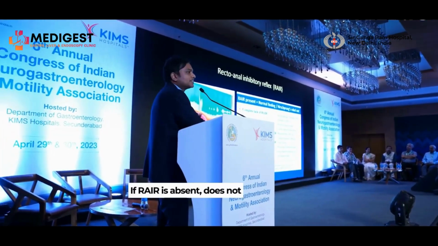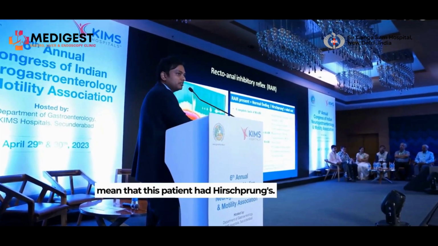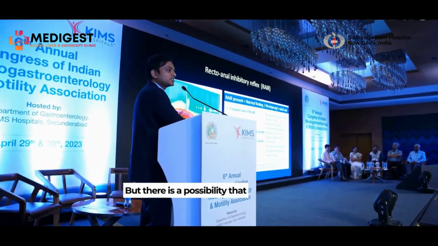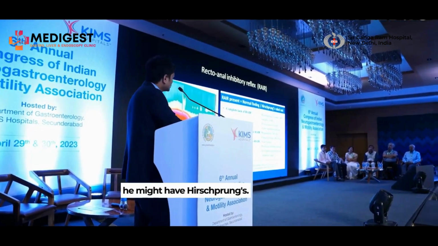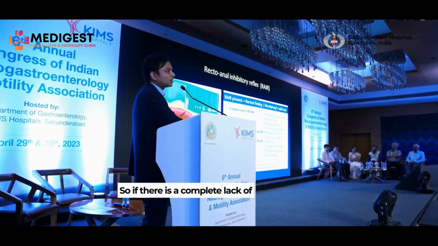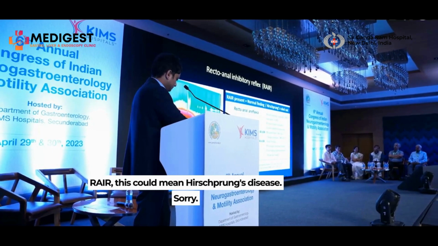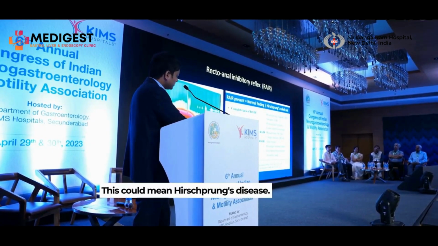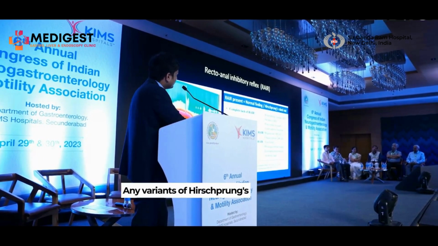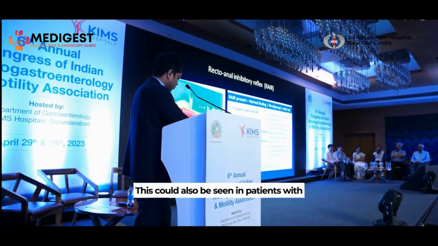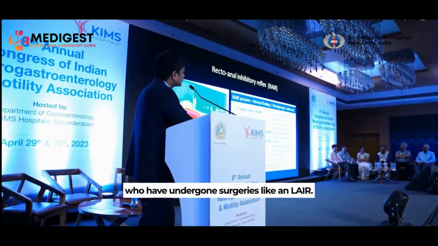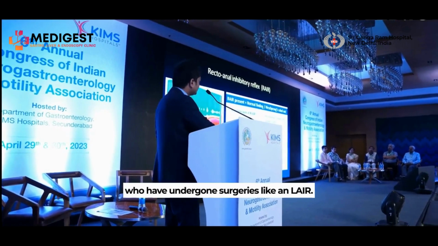If RAIR is absent, it does not mean that this patient has Hirschsprung's, but there is a possibility that he might have Hirschsprung's. So if there is a complete lack of RAIR, this could mean Hirschsprung disease, or any variants of Hirschsprung. This could also be seen in patients who have undergone surgeries like an LAIR.